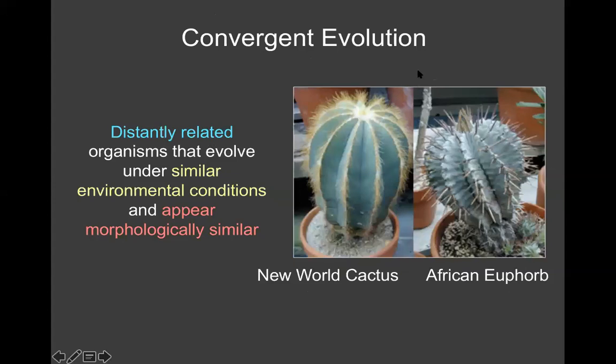And as I mentioned, this is a problem with phenetics, for example, with a cactus from the New World and a euphorbia species from Africa. They appear similar in that they both have modified stems with spines that are adapted for arid environments. Unfortunately, these are not closely related from an evolutionary standpoint. They're actually distantly related organisms that have evolved under similar environmental conditions to develop the same morphological appearance. So that's kind of the problem with the artificial system, but it's a good start.